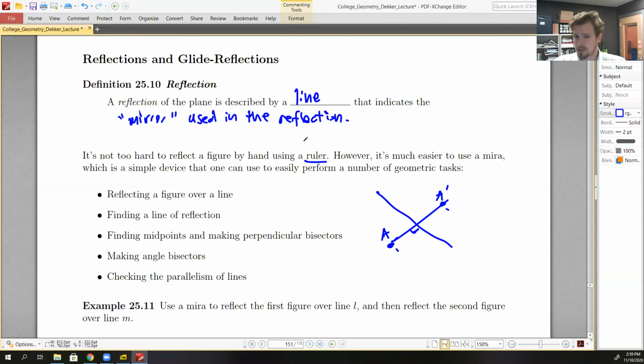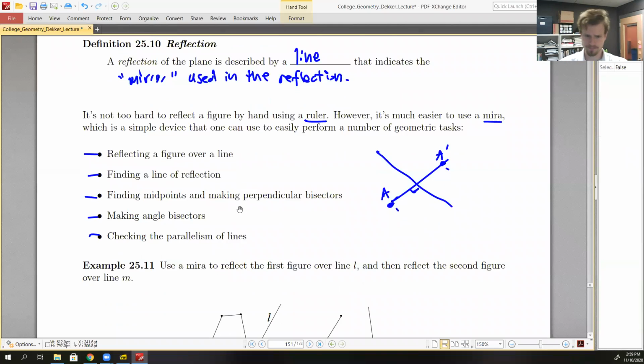When we have a mirror, it becomes easy for us to reflect figures over a line, find a line of reflection, find midpoints, and make perpendicular bisectors. We can also make angle bisectors and check for parallelism of lines. Now, I'm not necessarily going to demonstrate each one of these things because some of them are either relatively obvious or deserve the investigation that they may require to understand them.